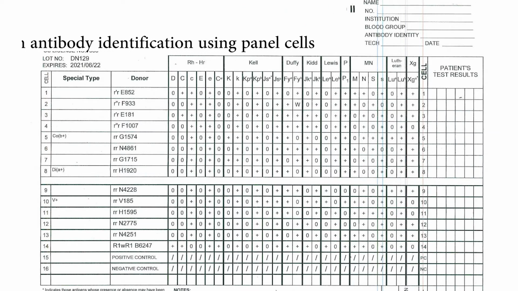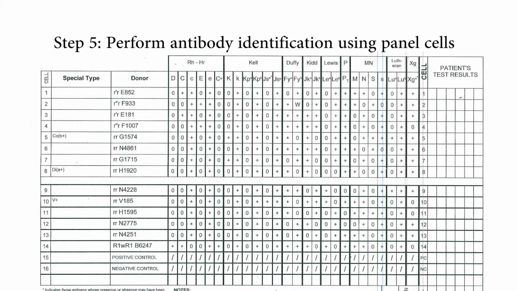Step 5. Perform antibody identification using panel cells. Here are the reactions for this panel. The reason that we do not start with the panel is to maximize the resources of both patient samples and the reagent cells. If the patient has a negative antibody screen, then there's no reason for us to do all this extra work.